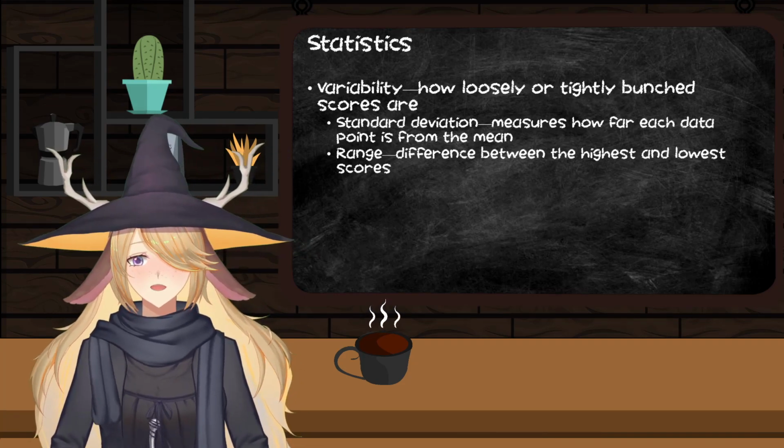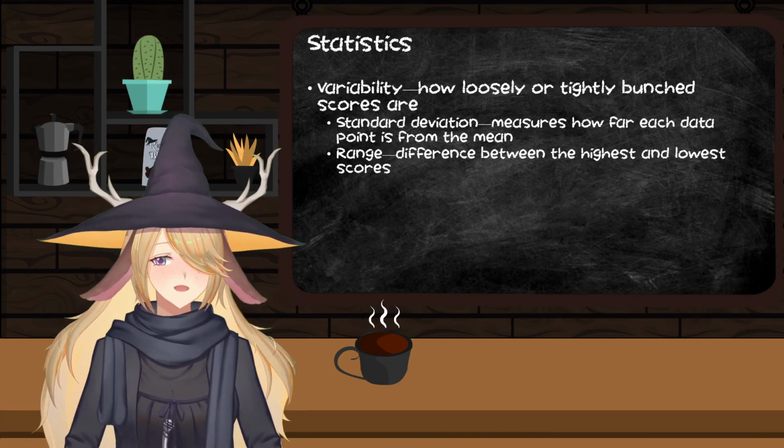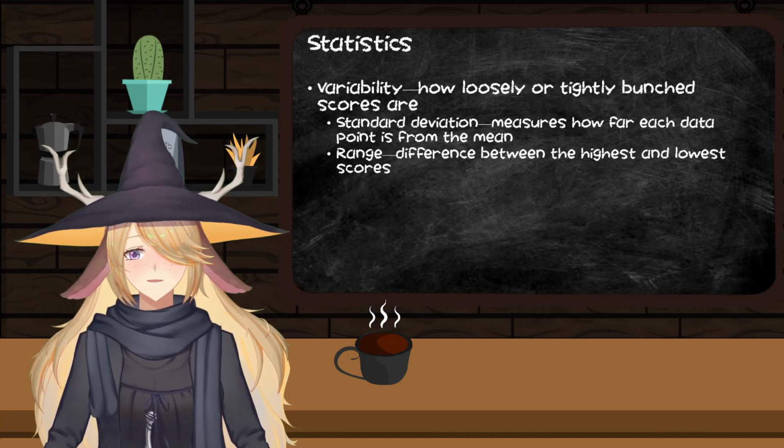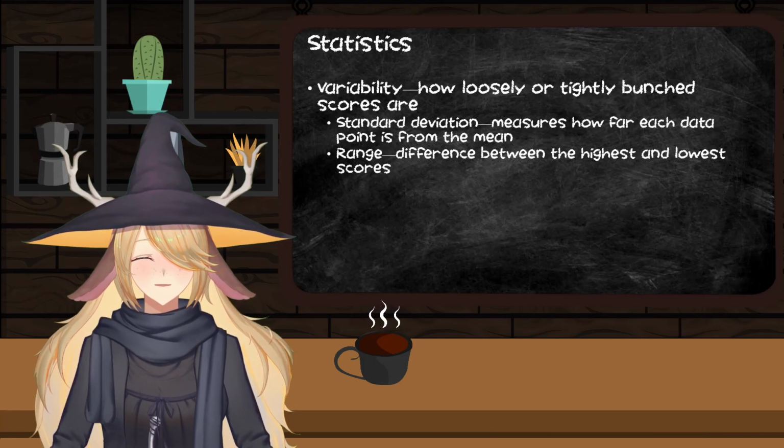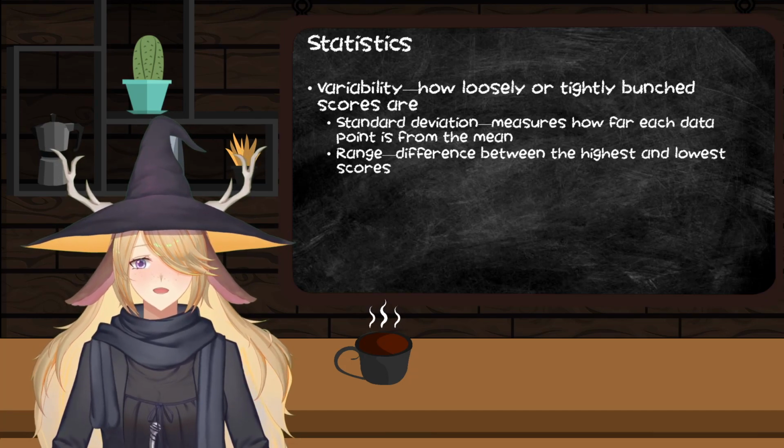And so having a very high standard deviation gives us the impression that the scores are actually pretty well split around. A range is going to give us a measure of the difference between the highest and the lowest scores on the data set.